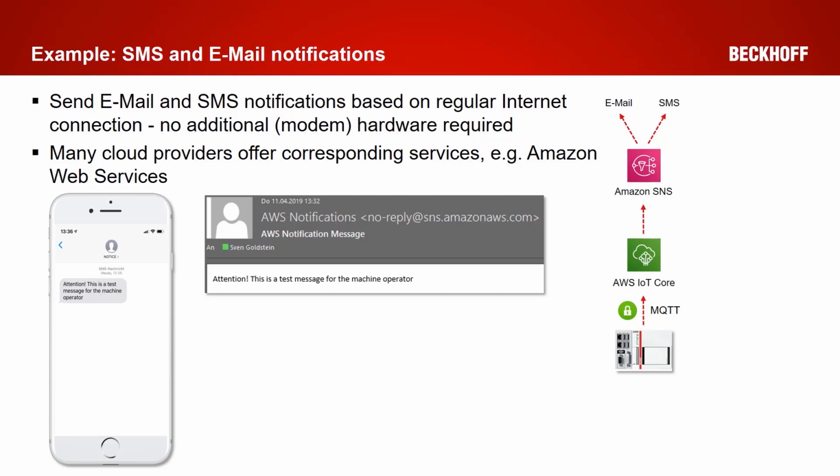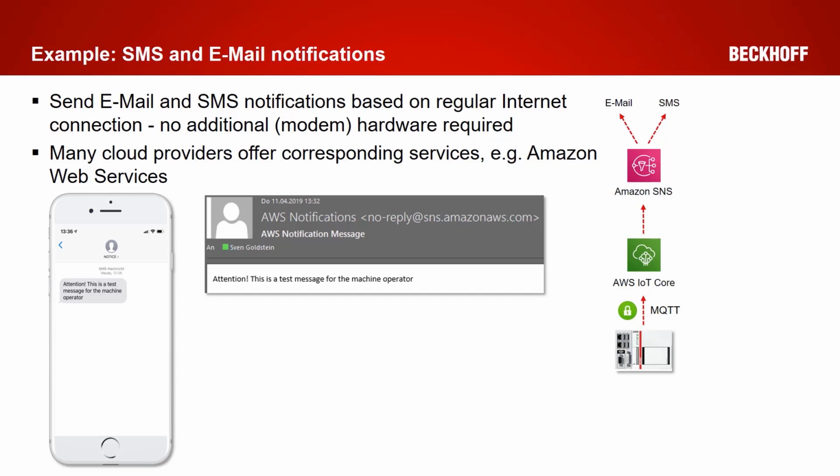So the third example I brought is SMS and email notifications. So you often want to send notifications from your machine controller, maybe to the machine operator, in order to notify him of a malfunction maybe, or just status information of your machine. And what you typically did in the past, in the case of SMS notifications, you used a separate modem hardware, right? Where you put in a SIM card in order to have access to the wireless broadband connector maybe. But what you can also do in the modern world is just make use of the regular internet connection that you maybe have on your machine.